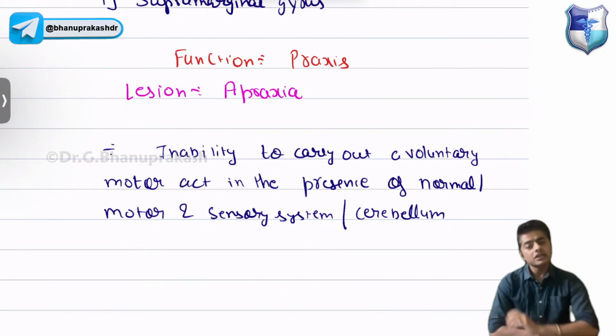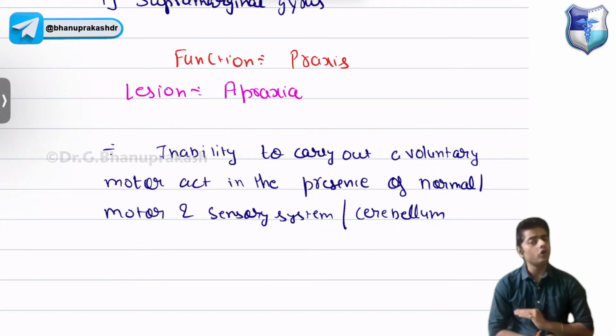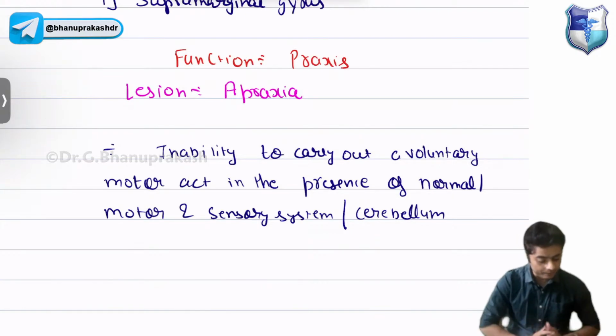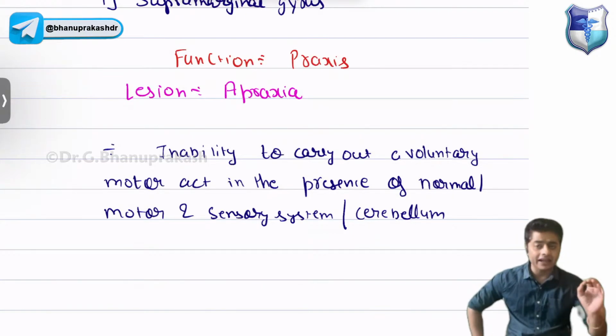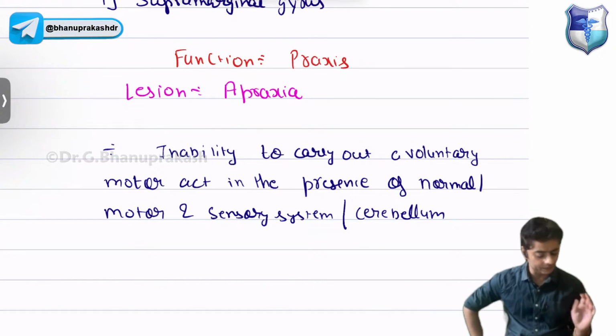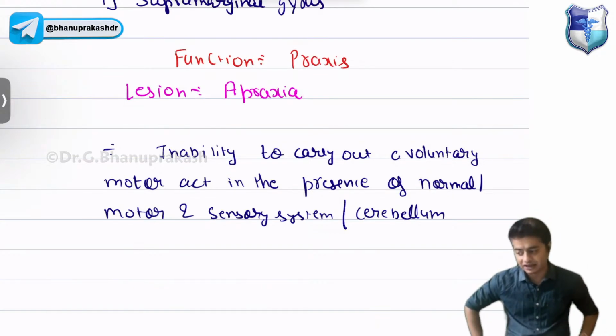So this is apraxia. In every task there is no problem, but in a particular specific task, you find a problem or weakness. You are not able to do that particular task. This is your apraxia. Anyone having any doubt in the concept of apraxia, just tell me.